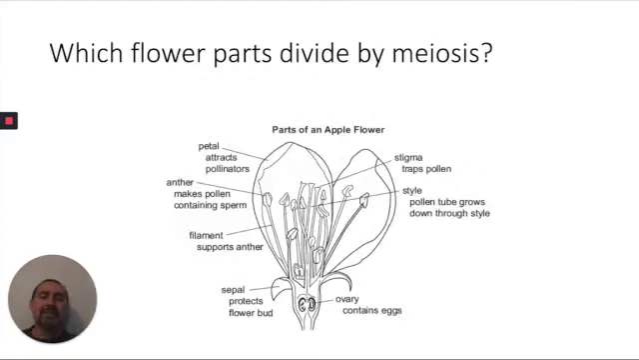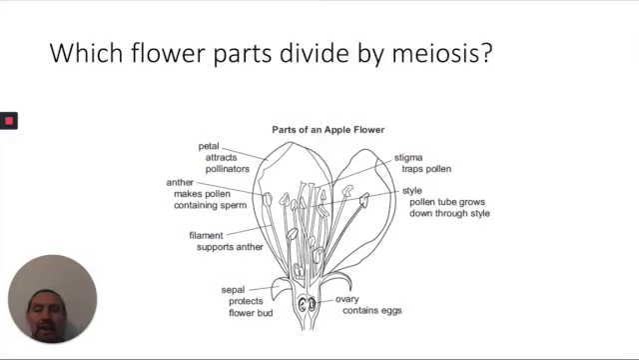When we look at something like a plant, we might think, well, we don't know anything about this plant. How do we know what divides by meiosis? Well, that's fine. We don't need to know anything about the plant. All we need to know is that meiosis has to do with gametes. Gametes are sperm and egg.